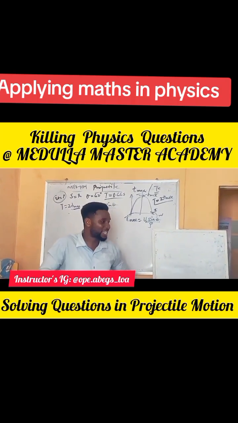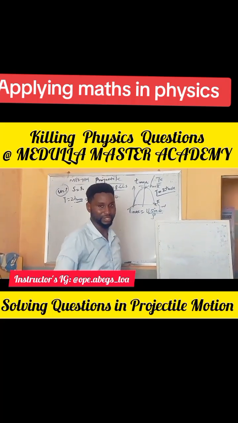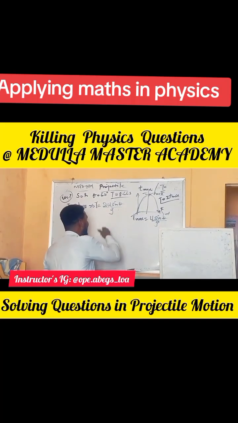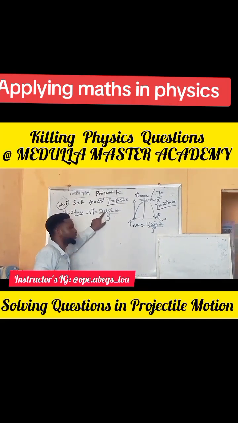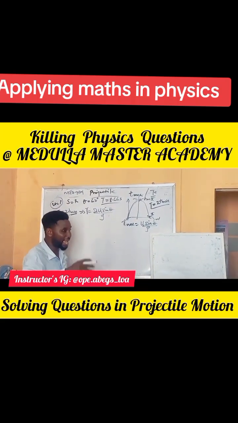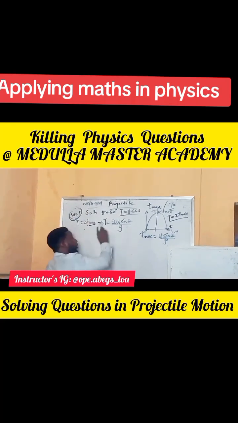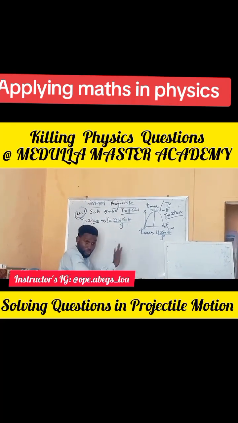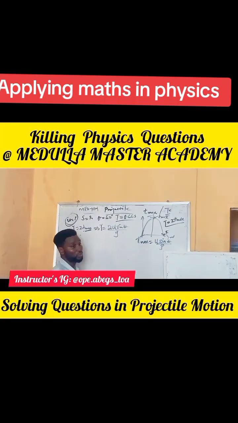Or let me say, get yourself very well mathematically intoxicated, so that when you enter physics, you will not be disturbing your physics teacher to come and teach you how to make something the subject of the formula. We want to make u the subject of the formula. What are we going to do? Because the question said we should find u. It's u we want to find out. So how do we make u the subject of the formula? What's the first thing we're going to do?